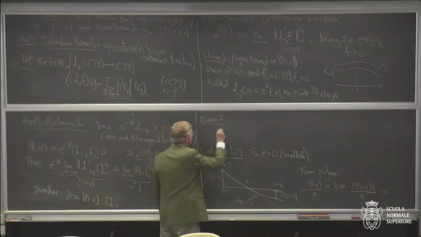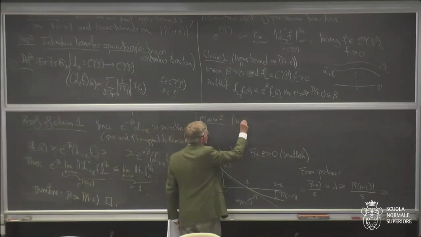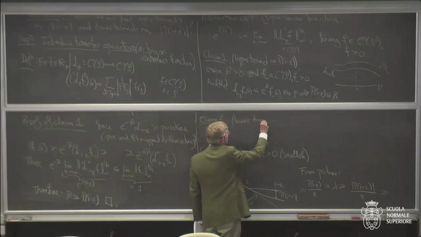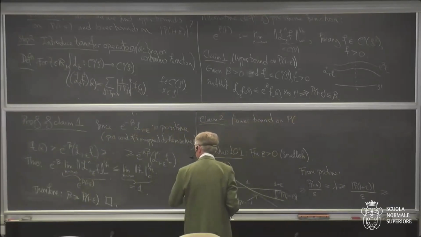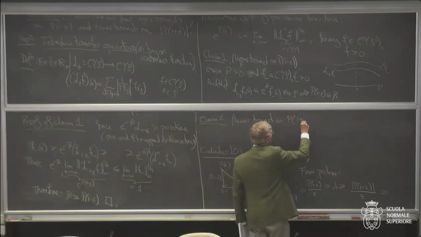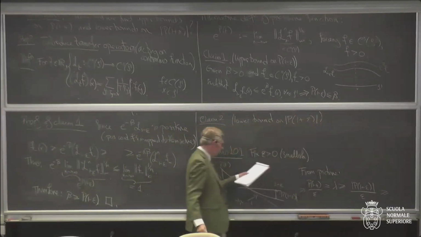So this is claim 2. What does this one say? So this is a lower bound on the pressure of whatever else I'm looking for. Maybe it's 1 plus epsilon. I should take an absolute value. Okay, and it's a similar statement.